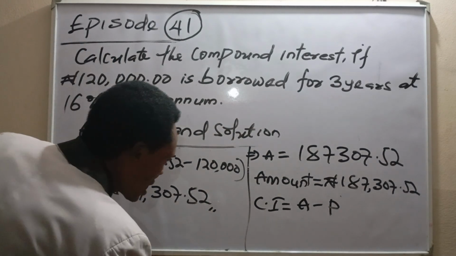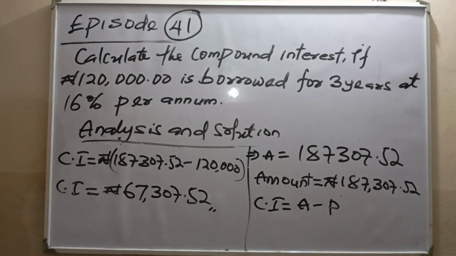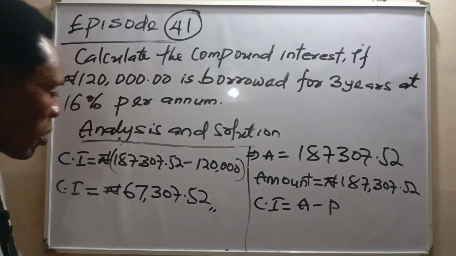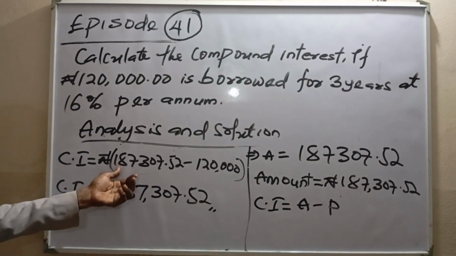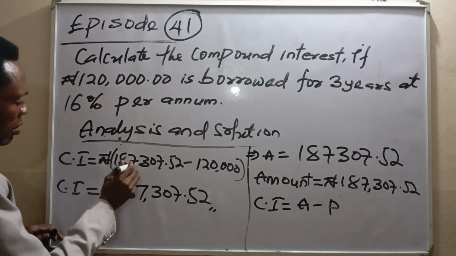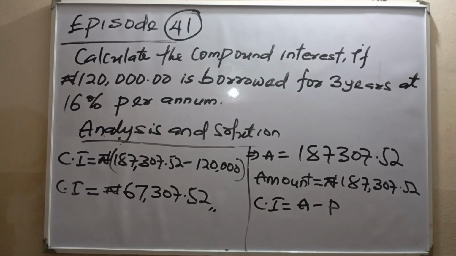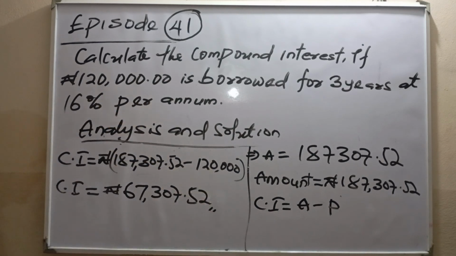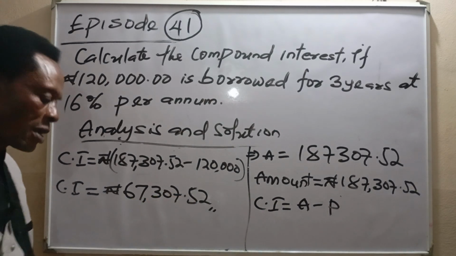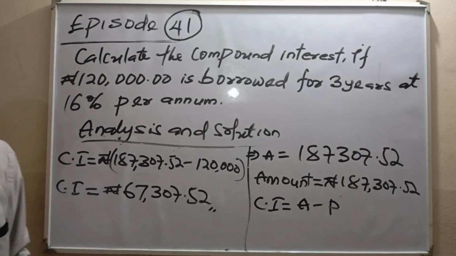So what we did here is this: from this place, this is the amount. Then the compound interest is amount minus principal. So the amount is 187,307.52 naira, minus the principal, which is 120,000. When we subtract it from the amount, we have our compound interest, which is 67,307.52. So please, this is the answer to this question, and it's not more than this.